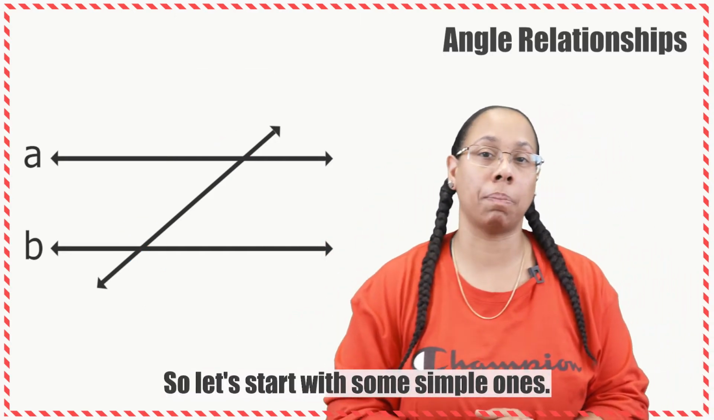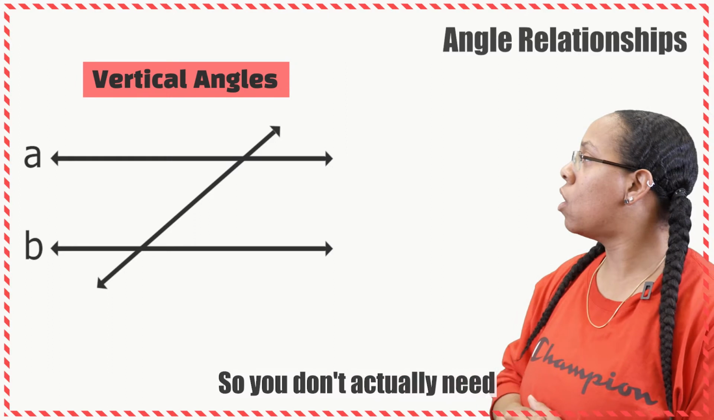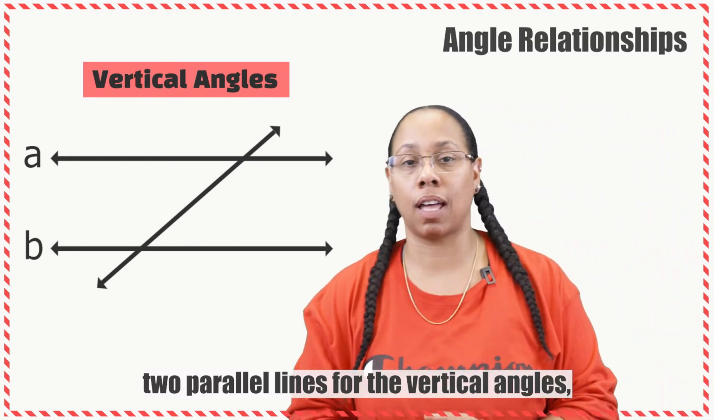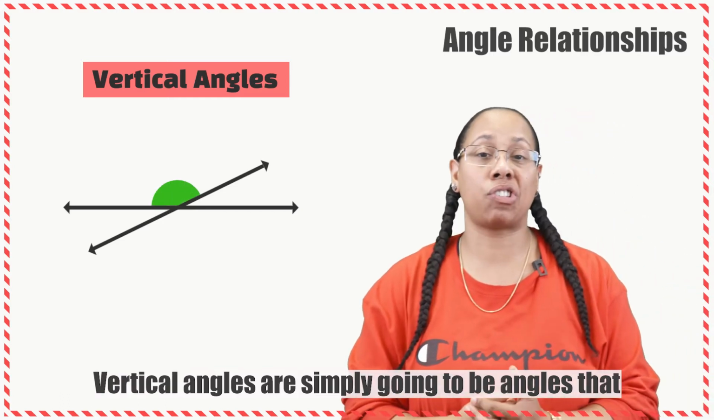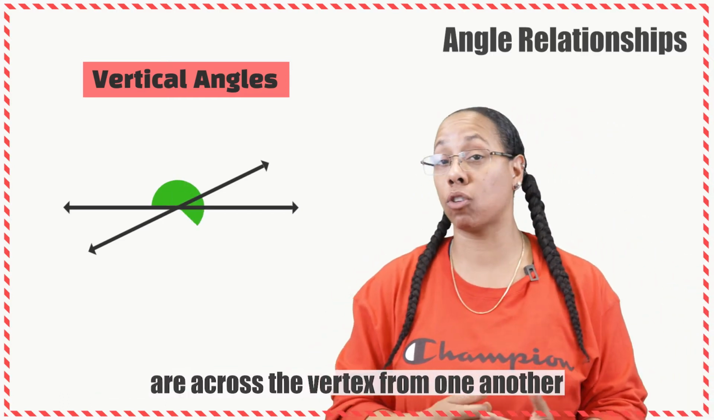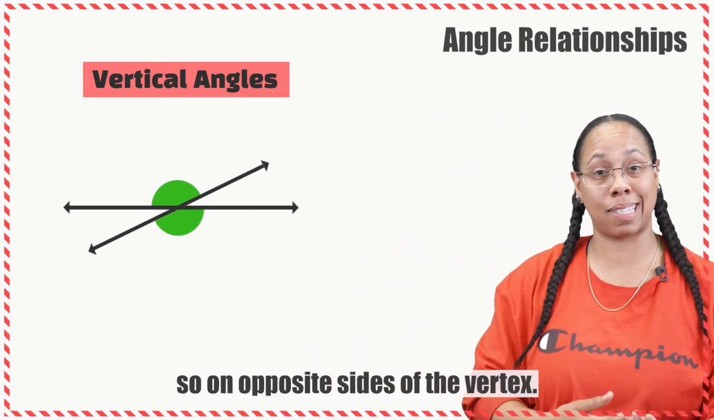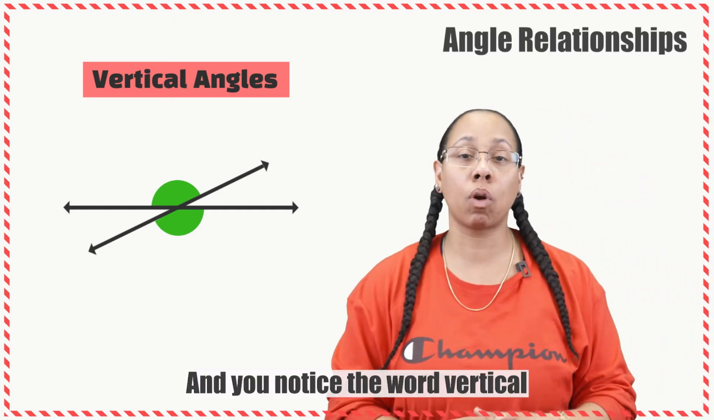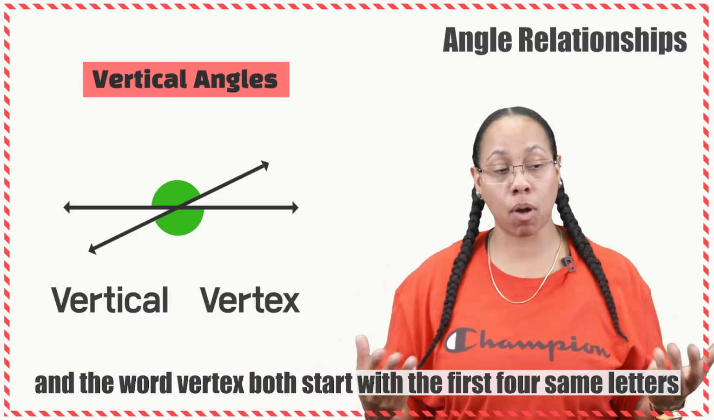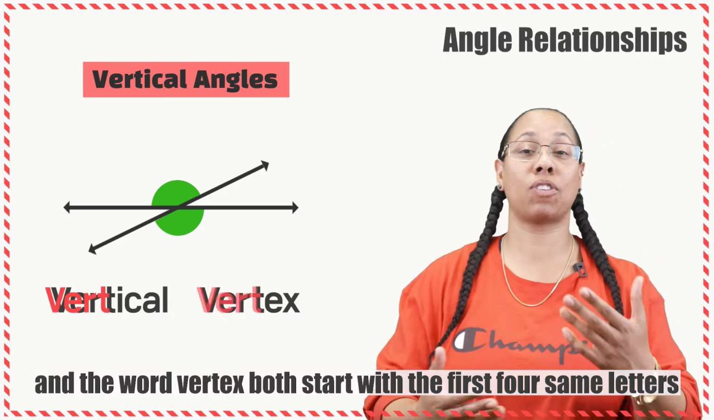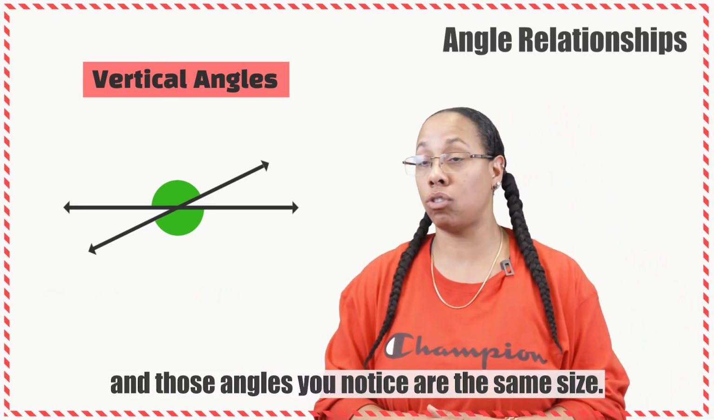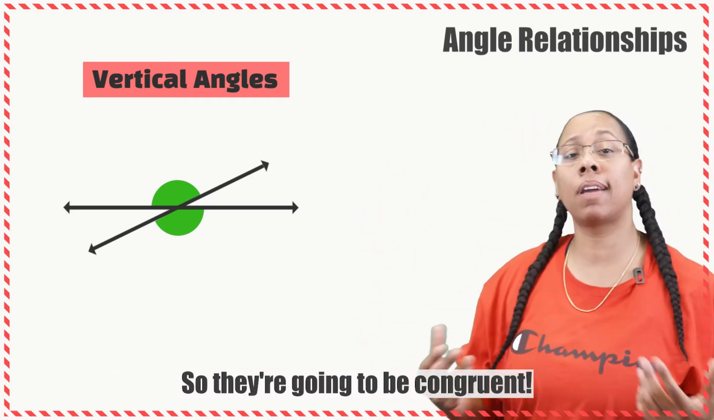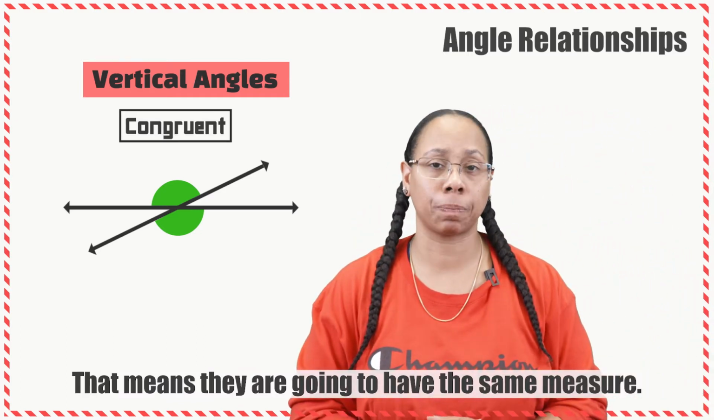So let's start with some simple ones. Let's start with vertical angles. You don't actually need 2 parallel lines for the vertical angles, you just need 2 intersecting lines. Vertical angles are simply angles that are across the vertex from one another, so on opposite sides of the vertex. You notice the word vertical and the word vertex both start with the same first 4 letters, V-E-R-T, so they go together. Those angles are the same size, so they're going to be congruent. That means they're going to have the same measure.